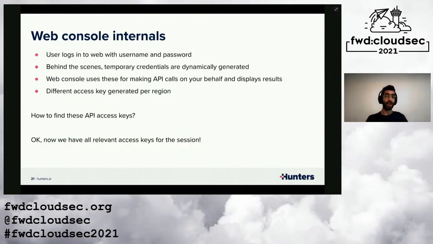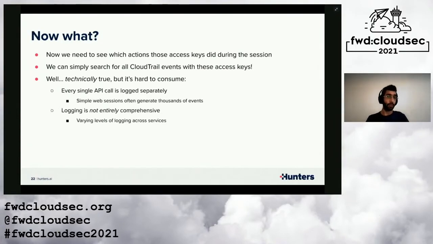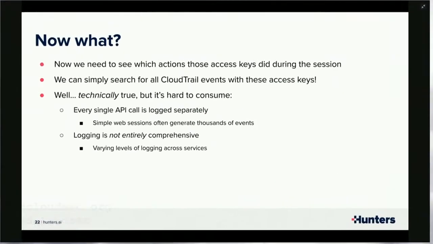Okay, wonderful. So now we have all the relevant access keys for the session, whether it's a web session or a non-web session. What do we have to do now? We just search for all the CloudTrail events with those access keys and we'll get the answer. This is technically true. However, it's very hard to consume because every single API call is logged in CloudTrail separately. So even basic web sessions that last only a few minutes can generate thousands of events, which makes it hard to consume. And logging isn't entirely comprehensive, because the accuracy of logging varies across different services.